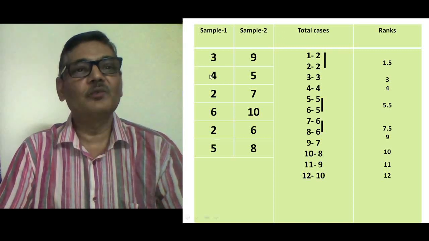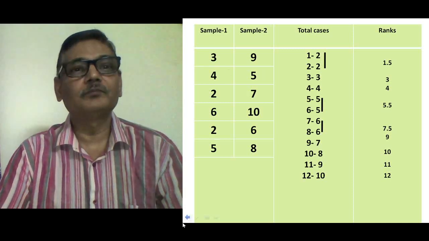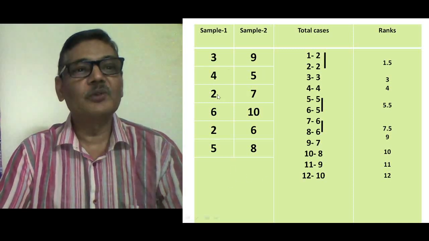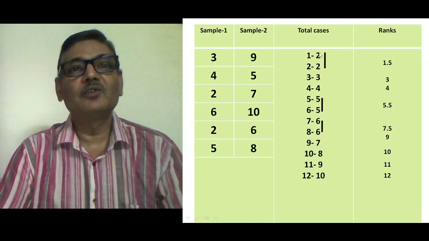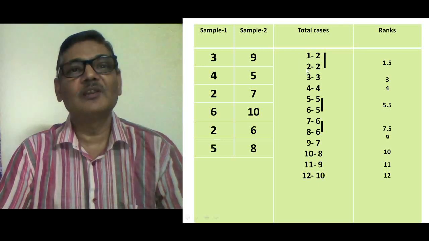So 2 is the lowest number, and this 2 is here, another 2 is here. So we are writing 2 two times. The first row is ranked as 1, the second one is ranked as 2. Since 2 is coming two times, the average of 1 and 2 will be taken, and the average of 1 and 2 will be 1.5, because 2 plus 1 is 3, and this divided by 2 is 1.5.